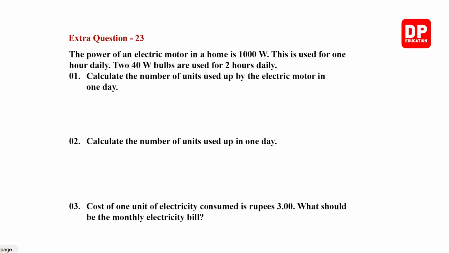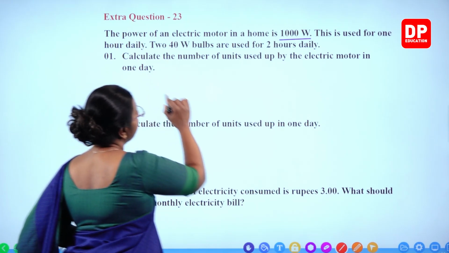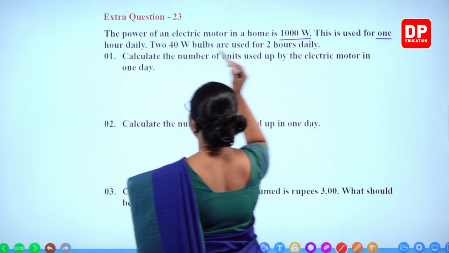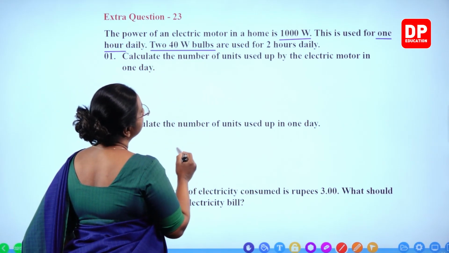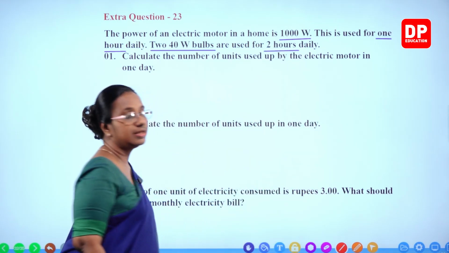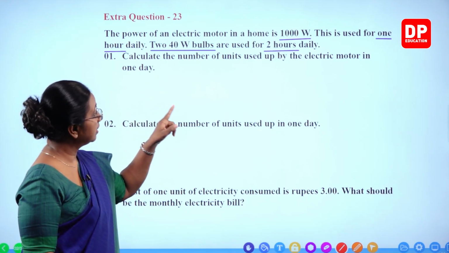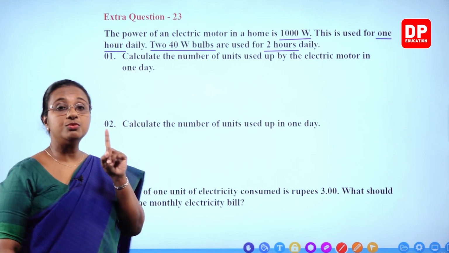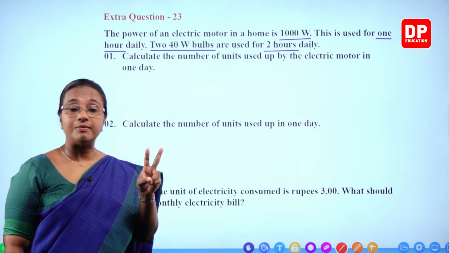So extra question 23. The power of an electric motor in a home is 1000 watts. So you are familiar with these questions, students. 1000 watts is the power of the electric motor. This is used for 1 hour daily. Now here you can see it is used for 1 hour daily. And there are 240 watt bulbs used for 2 hours daily. So two different types of electrical appliances. The electric motor has a power of 1000 watts and is used for 1 hour daily, and there are 240 watt bulbs that are used for 2 hours daily.